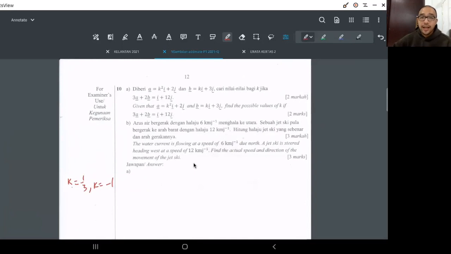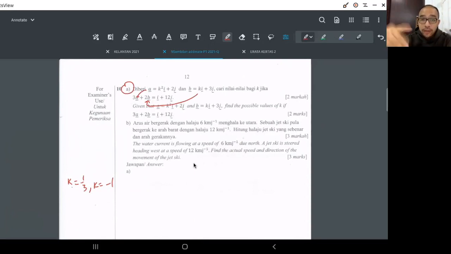Okay. This one, the first one is not so much of a problem. Okay, a equals to k squared i plus 2j. This one, then you substitute the a in here, substitute the b in here, and then compare. Do not move left and right. Remember our vector, when you substitute everything in, you leave it as it is, no moving across the equal sign. You compare the i and the j.